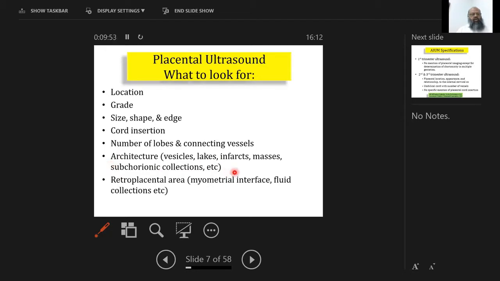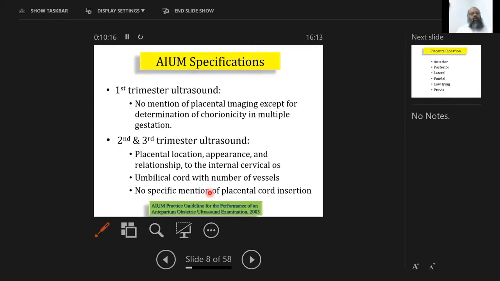We will not just look for placental grade and its location. We have to see many other things, and these things are very important to see, like vesicles, lakes, infarcts, masses, because they affect the outcome. Retroplacental areas like myometrial interface, fluid collections, etc. According to American Institute of Ultrasound in Medicine, they have given some guidelines, which are the specifications.